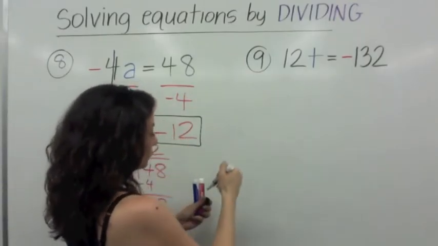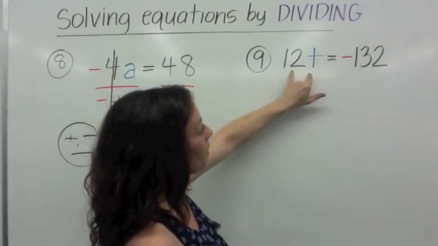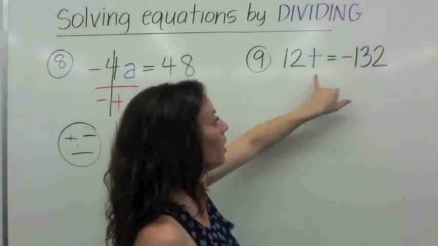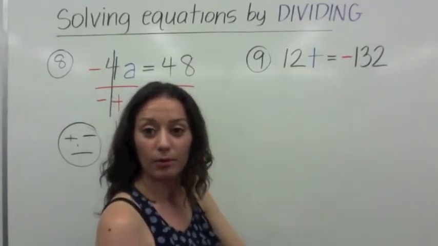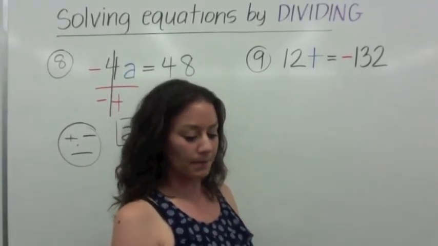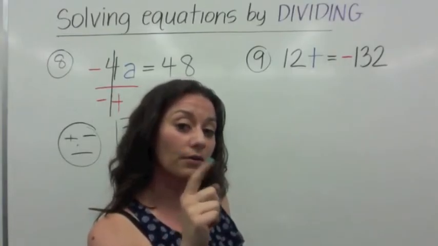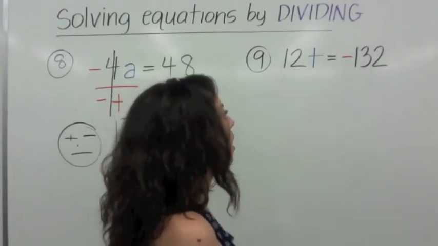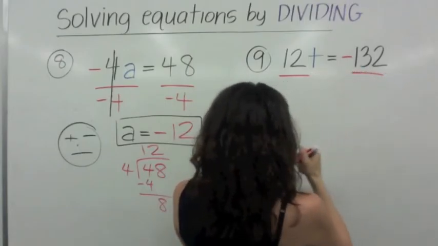Let's do one more. You have Mr. 12 and Miss T, they got married, and when you multiply them together, they give you negative 132. Now, Miss T wants to be a single lady. You got to isolate the variable, right? All the single ladies. So what do you have to do to both sides? You have to divide by what? Who do you want to get rid of? You want to get rid of Mr. 12. She wants to divorce him, right? Okay, so you divide both sides by 12.